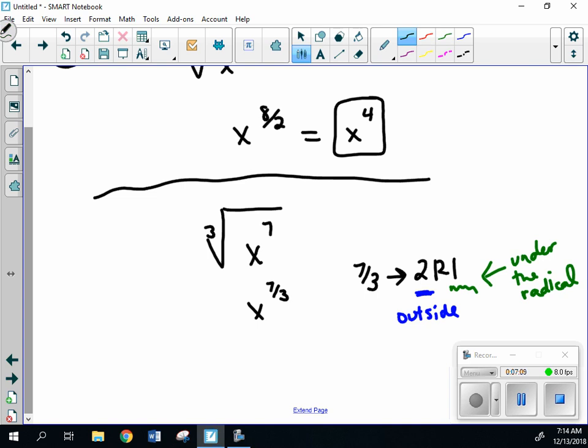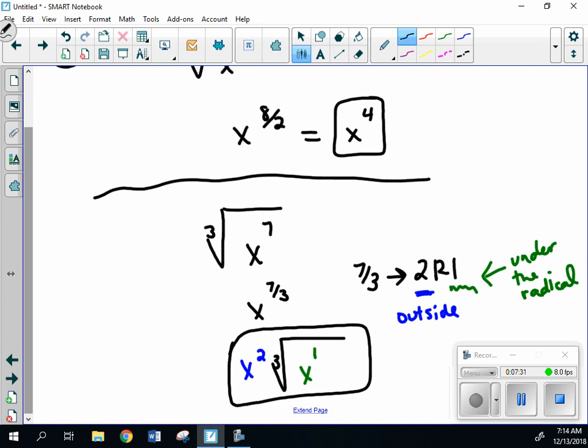So what I got here is x squared. I still have that little cube root there. And what goes underneath is x to the 1st. And again, if you notice my color coding here, it matches up to the numbers 2 remainder 1.